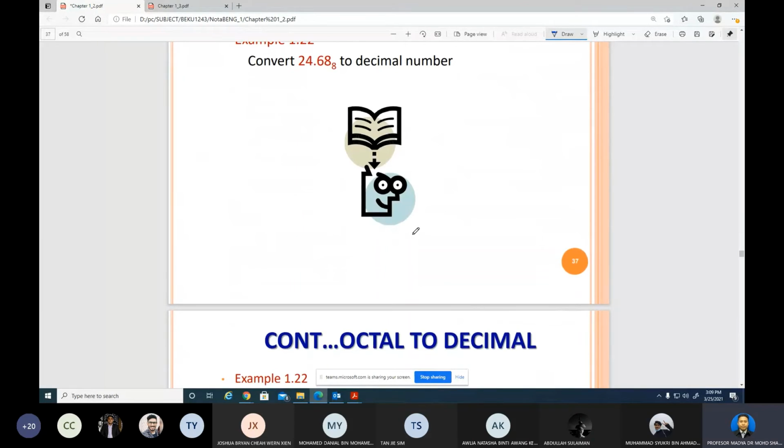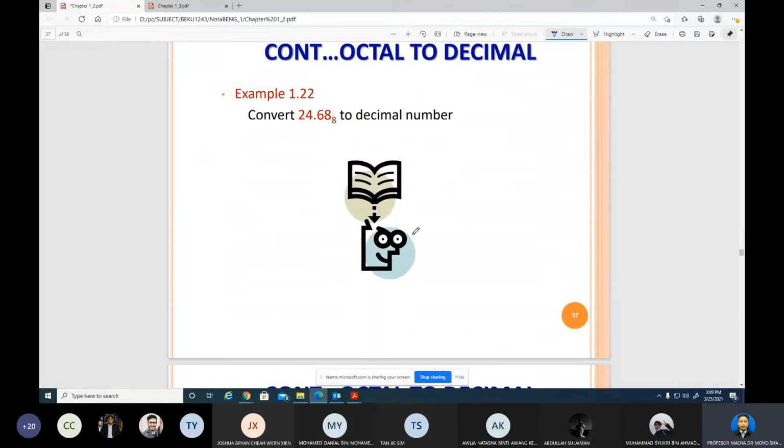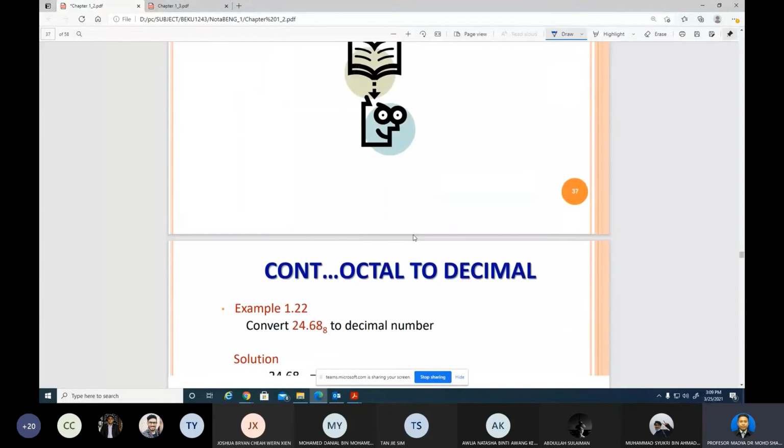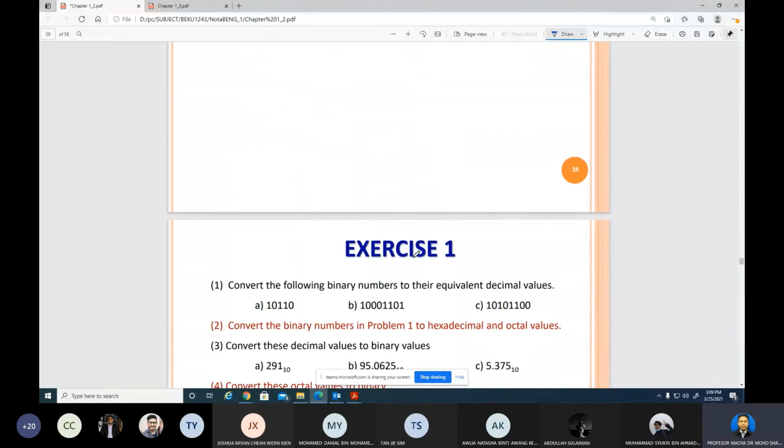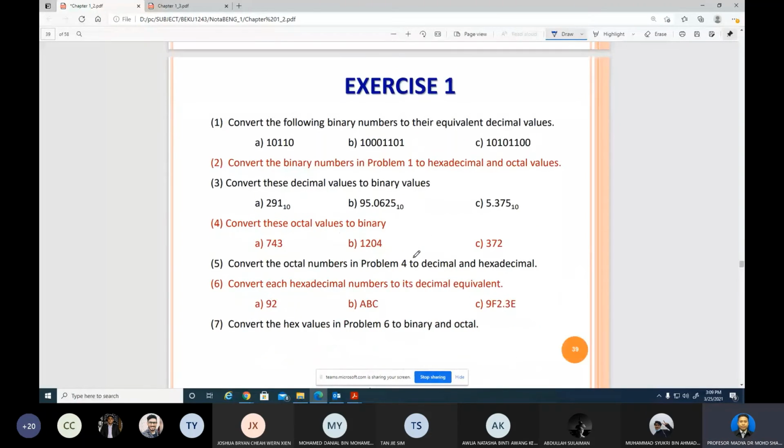Similar to this one, after this you can try 34.68 in octal to decimal number. Similar to before, you can use this one and then sum up the total, and you can get the answer. Next, make sure you try this exercise. First you can use your calculator, then do it manually. Or first do it manually, then verify using your calculator.